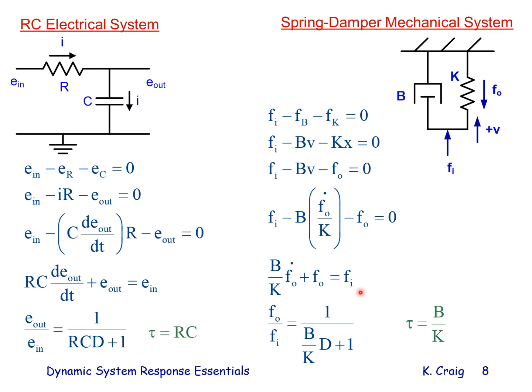Write it in terms of a transfer function with the differential operator D. The transfer function looks like this. The time constant is B over K. B is analogous to R, C is analogous to 1 over K. So I could have done the electrical analysis and simply written down the differential equation and transfer function by inspection after drawing the analogous mechanical system.